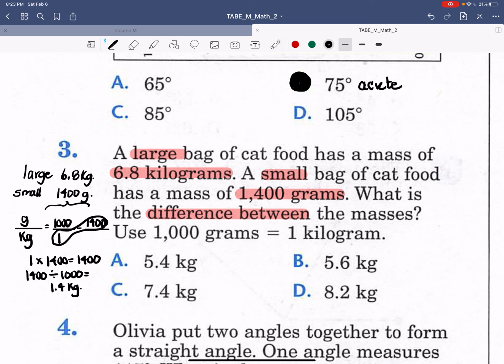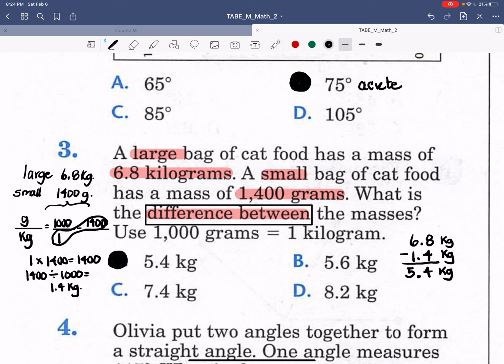And you may be thinking, well, that's not one of my choices. And you're right, because we're not finished. Difference between tells me that I have to subtract. So I'm going to take the big bag, the 6.8, minus the 1.4, and now that both of these are in kilograms, I can do this. And that gives me a difference of 5.4, or 5 4/10 kilograms. So for number 3, I like A.